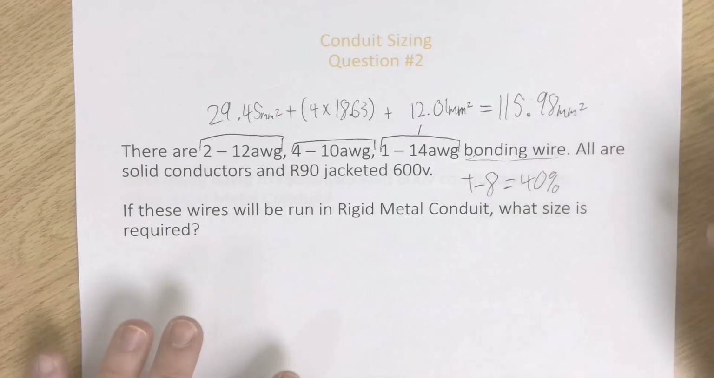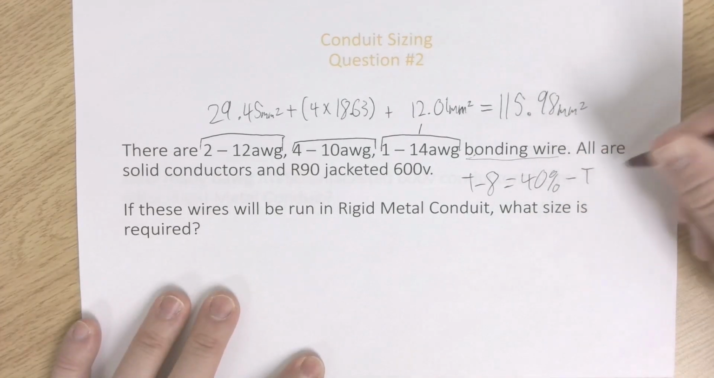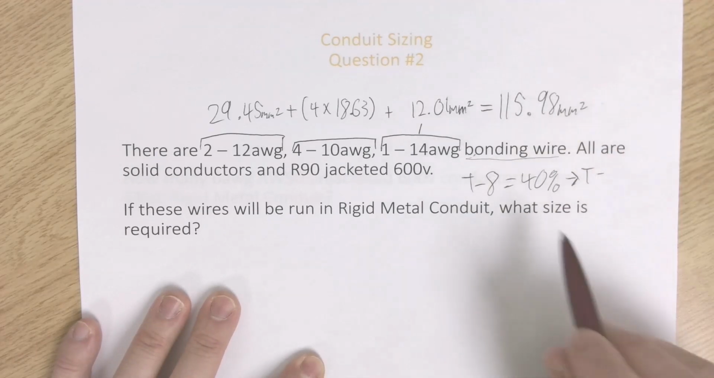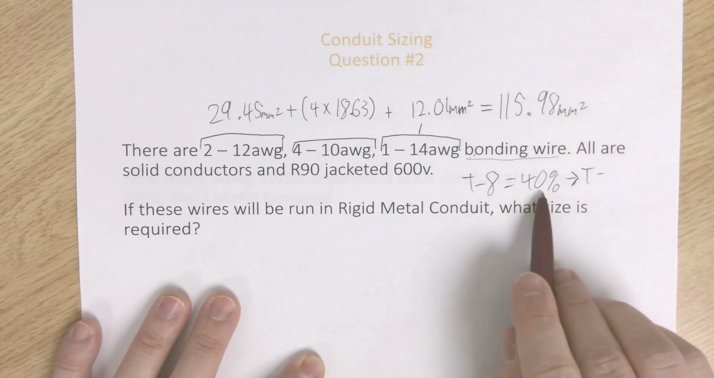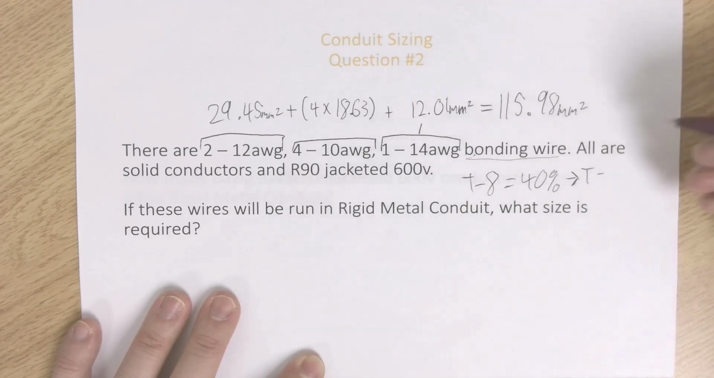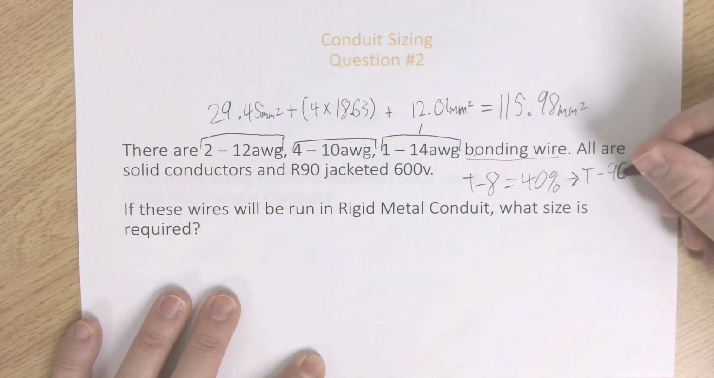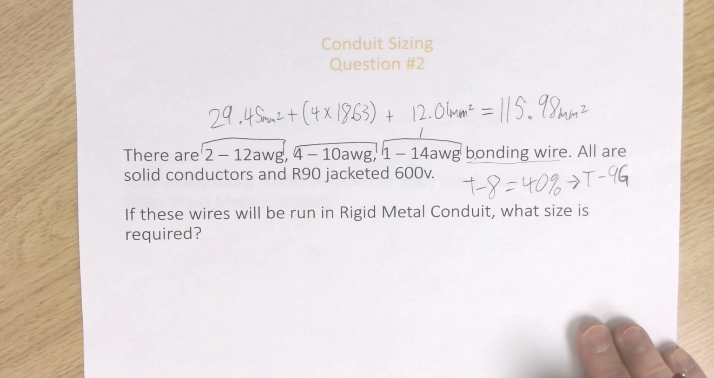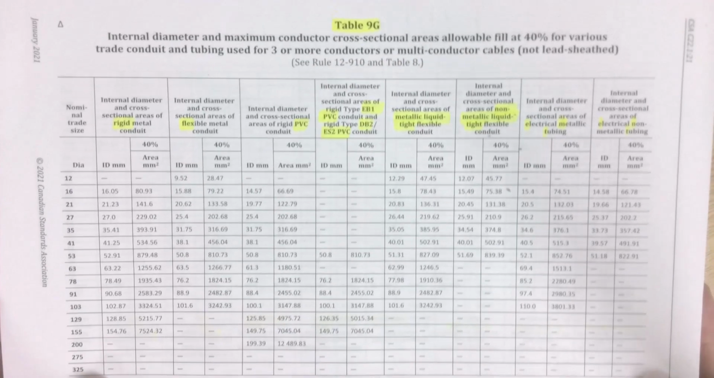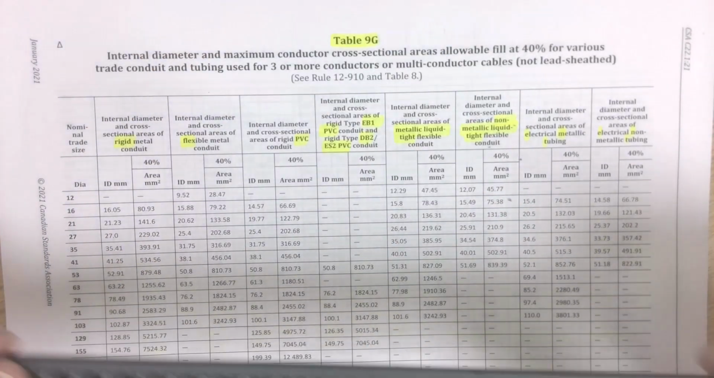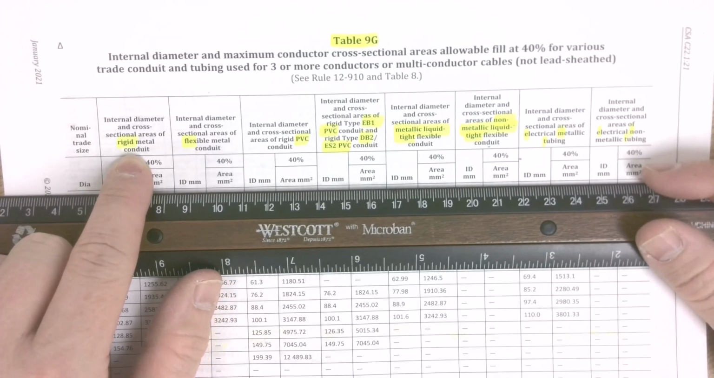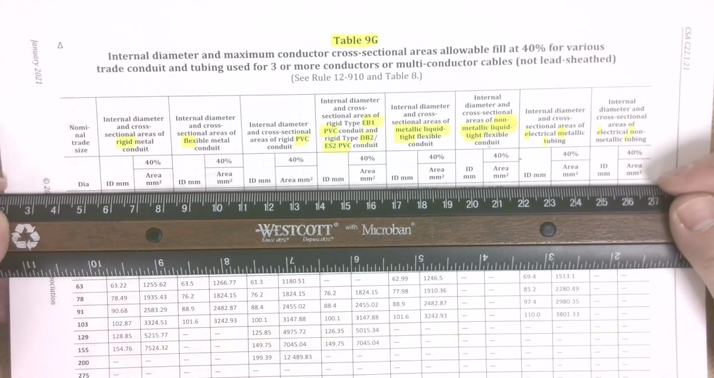And so that's going to take me to table 9. Sorry, that's supposed to be an arrow to direct me to, hey, table 8 equals 40%. So that's going to point me to table 9G. Sorry, that's a 6. Table 9G. So let's go to table 9G. So table 9G, right? Got all our 40%. I'm looking under rigid metal conduit because the question said that's what we're going to put these conductors in.